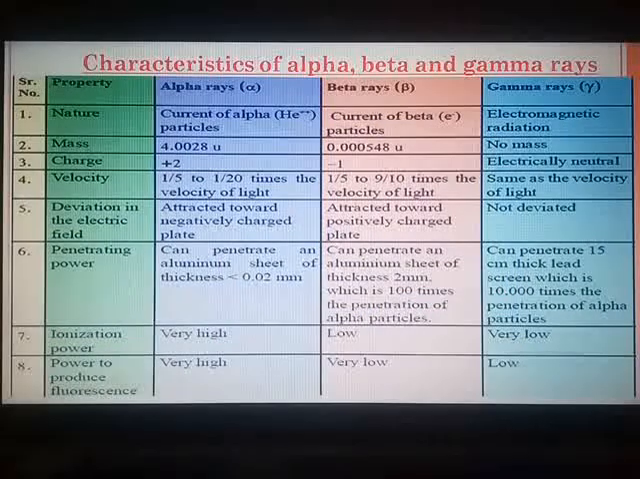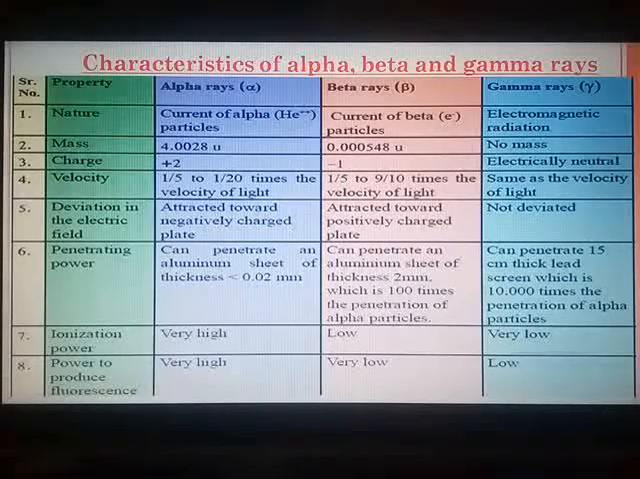Now, if you see in your textbook on page number 156, the entire chart displaying the characteristics of alpha, beta and gamma rays is given. Just for you to understand, I will read out the chart for you. You have to learn certain things from that chart. How the questions can be asked on this part, I will tell you towards the end of the reading of this chart.